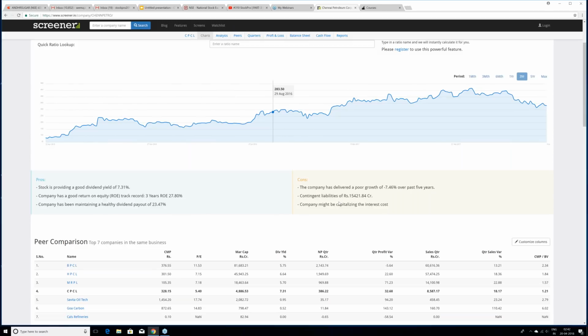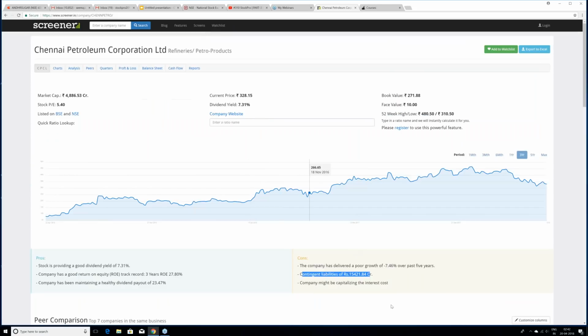And these are the cons. One of them, the biggest one, is the contingent liability of 15,421 crores. I don't think we will invest in it. You see, the liability is more than the market cap. That's not a good idea. 15,421 crores. Chennai Petroleum, right?